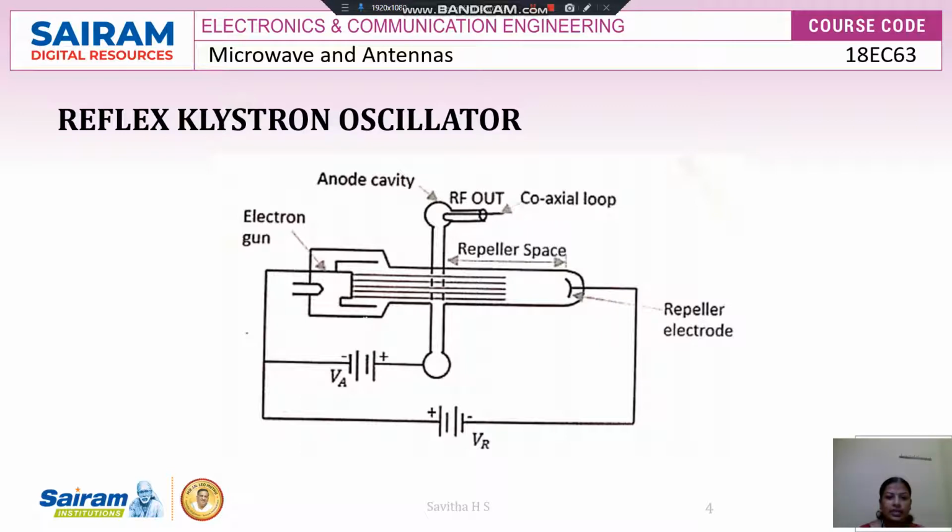The construction details of the reflex klystron are as shown in the figure. It is assumed that the oscillations already exist in the tube and they are sustained by its position. The electron, while passing through the anode, gains some velocity. So this is the construction of the reflex klystron.